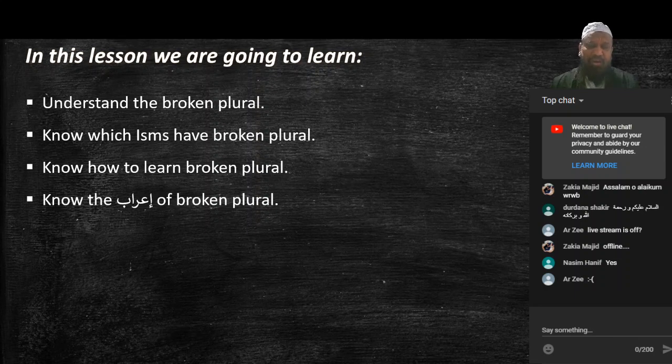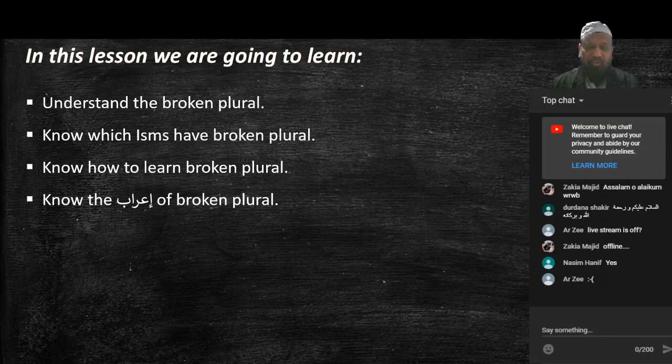We've learned the i'rab of mufrad isms: in marfu' case, the ism will have dhammatain. In mansub case, the ism will have fathatain, and in majroor case, the ism will have kasratain. Sorry, in marfu case, dhammatain; in mansub case, fathatain; and in majrur case, kasratain.